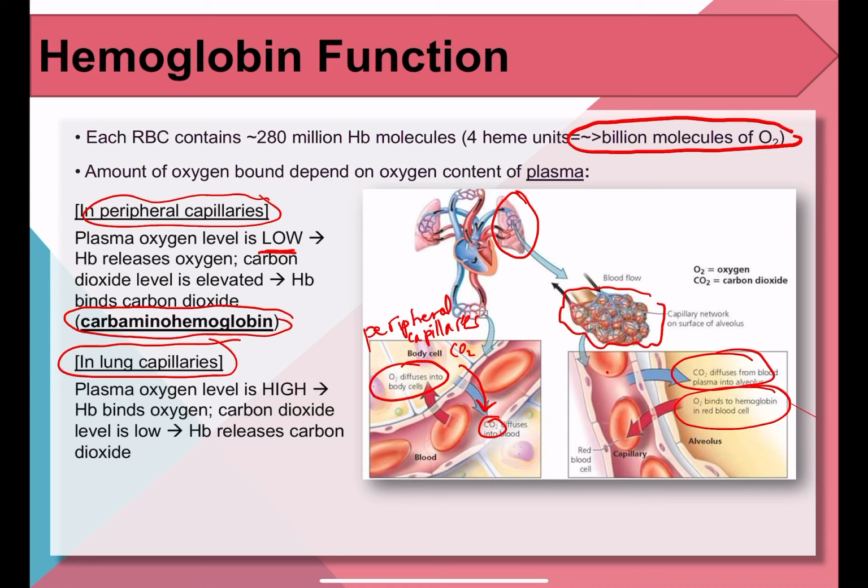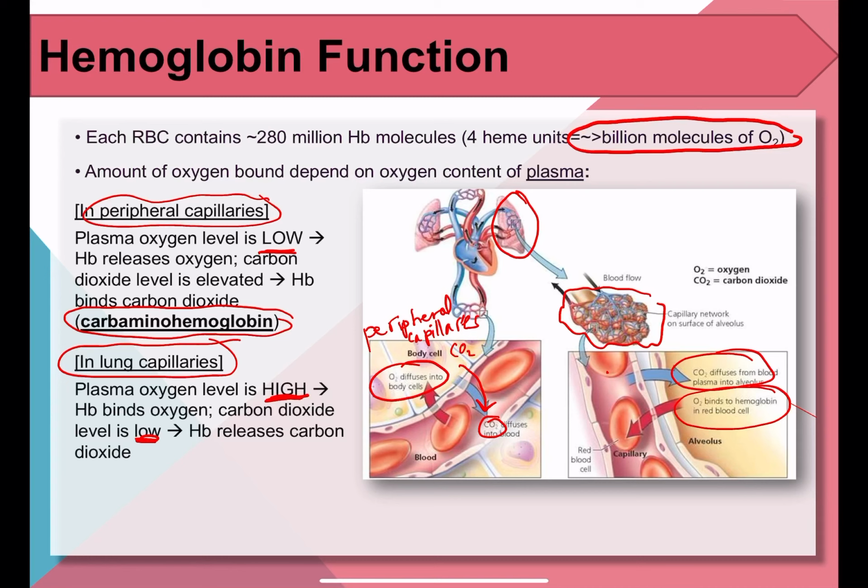So we can pick up more oxygen, deliver it to your peripheral tissues, and also drop off carbon dioxide, so we can breathe out that carbon dioxide via our lungs and airway. All right, so remember, lung capillary oxygen level is high and carbon dioxide level should be low because you just dumped it off into the alveoli.